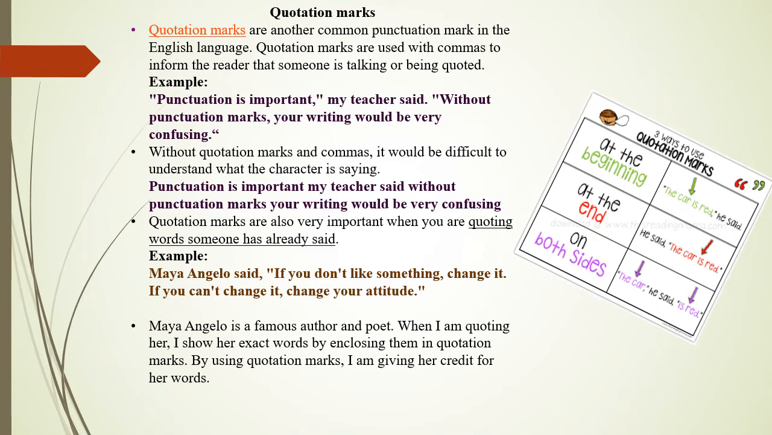Now the important thing which the teacher told to the student is given in the quotation marks. The dialogues basically are given in the quotation marks. Without quotation marks and commas, it would be difficult to understand what the character is saying. It would be like this: Punctuation is important my teacher said. Without punctuation marks your writing would be very confusing. So there is no emphasis on any part of the sentence, and it is not very understandable. That is why we use quotation marks and commas to emphasize certain important parts to convey our message clearly.